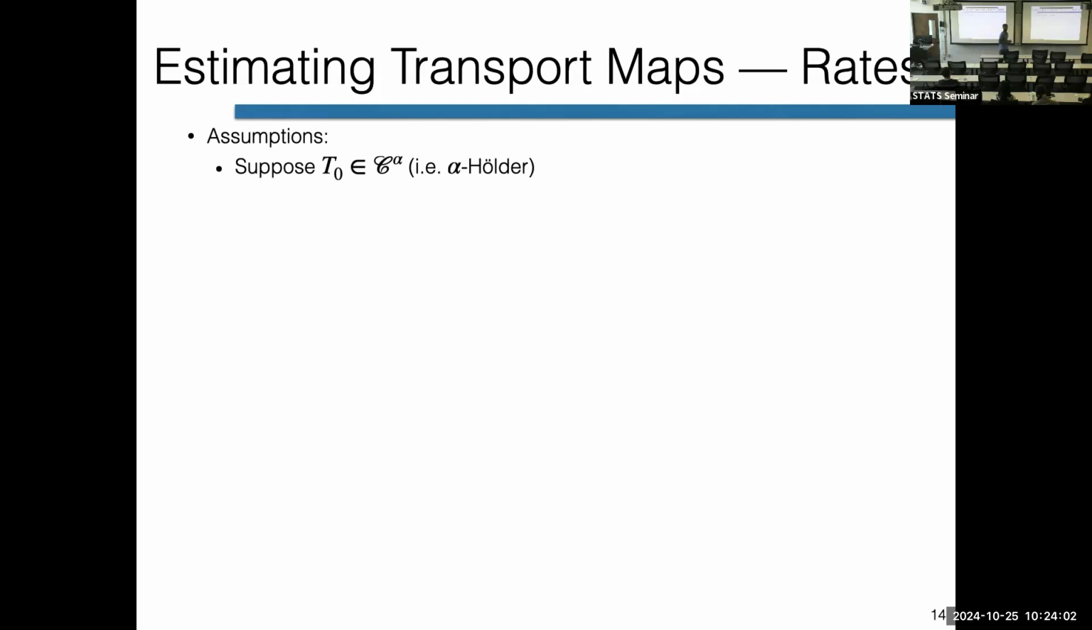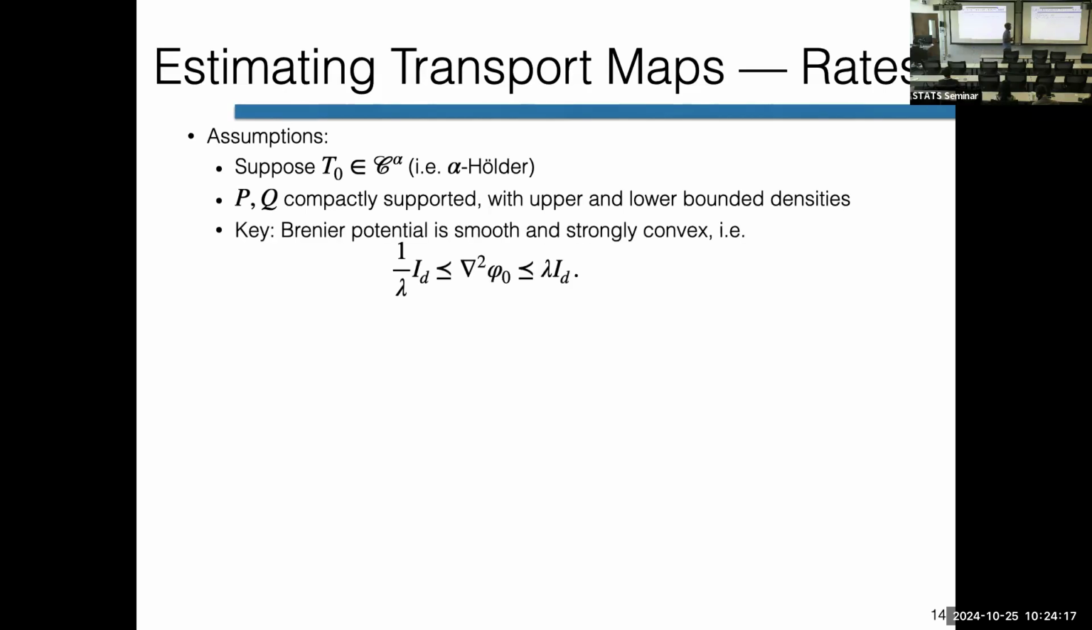They said, suppose the map itself is smooth, so it's alpha Hölder. And now we'll start making lots of assumptions. Some of them you can get rid of, some of them are probably hard to. Assume that your densities are compactly supported, they have nicely behaved densities. And maybe a key assumption is about the Brenier potential, phi naught: we'll assume that it's smooth and strongly convex.